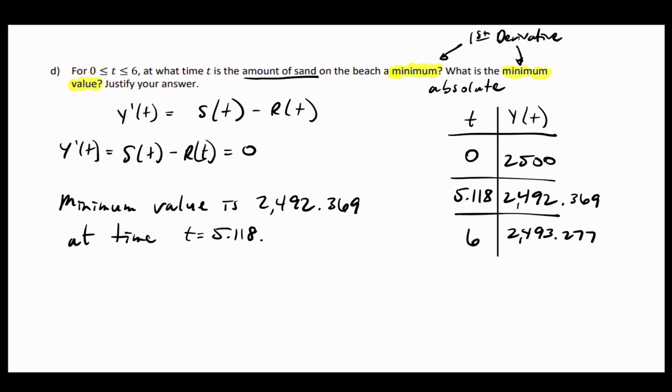When you plug in 5.118 to the original, you're going to get 2,492.369. And when you plug in 6 to the original, you're going to get 2,493.277. Okay? So the lowest one is the minimum, and that's at time 5.118. So when is the lowest amount of sand going to be on the beach? At hour 5.118.